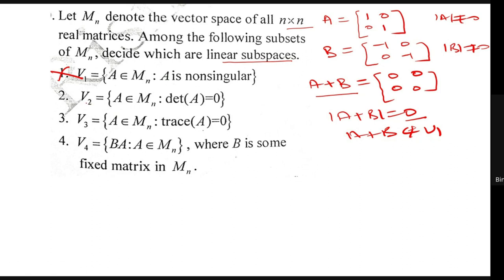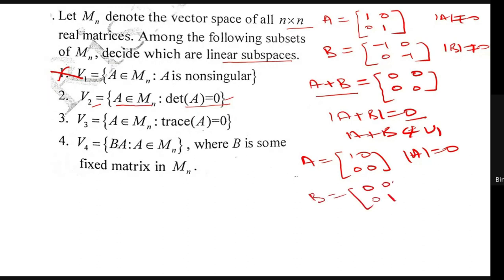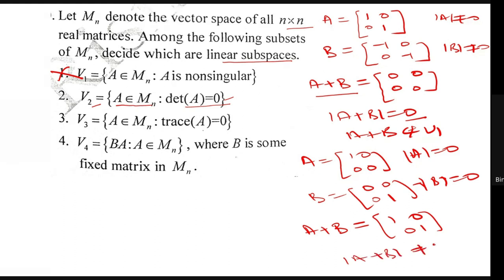Now, moving on to the second option. V2 is a set in which A belongs to Mn, such that the determinant of A equals 0. Similarly, if A belongs to V2, then its determinant should be 0. So I'm taking A with determinant 0 and B as 0, 0, 0, 1. Similarly, the determinant of B is also 0. Now I have to check their closure under addition. What we get is 1, 0, 0, 1.